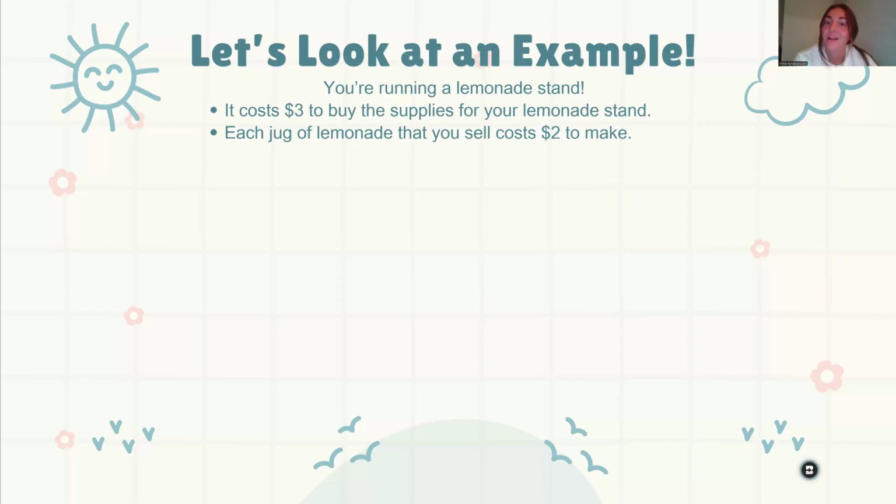Our example here is you are now running a lemonade stand and we are looking at how much it costs altogether. It costs you $3 to buy all the materials that you need for your lemonade stand, and then it costs you $2 to make each jug of lemonade that you will sell. So we're not looking at how much you make. We're looking at how much it's going to actually cost for you to produce this.